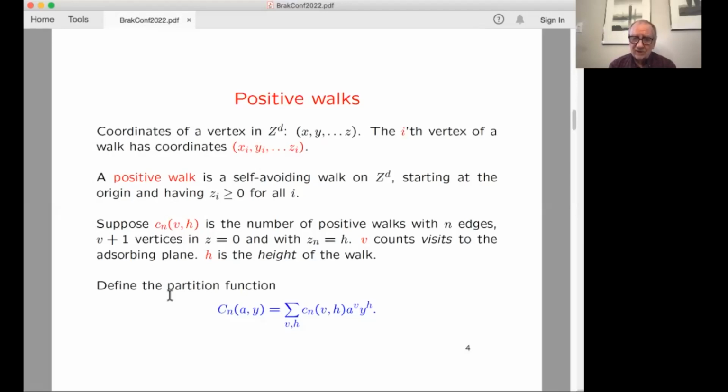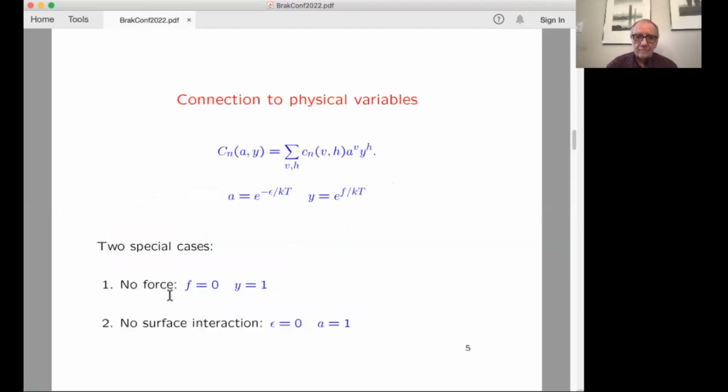And if we form the generating function of that, the sum over v and h of Cn(v,h) times a to the v, y to the h, that's the partition function for the problem. I'm going to call that Cn(a,y). So if we think of physical variables, a is going to be a Boltzmann factor e to the minus epsilon over kT, where epsilon is the energy associated with a vertex in the surface, and y is going to be e to the power f over kT, where f is the force being applied to the last vertex in energy units.